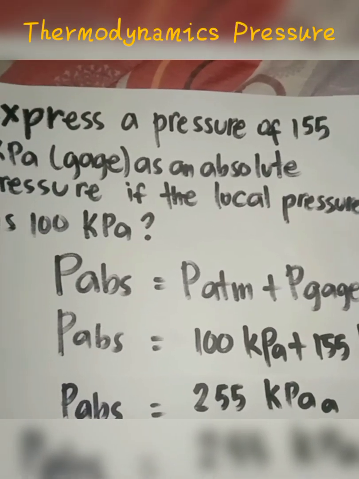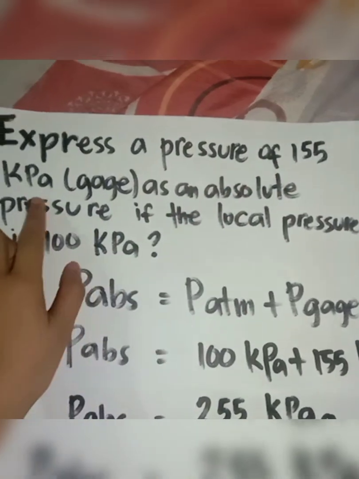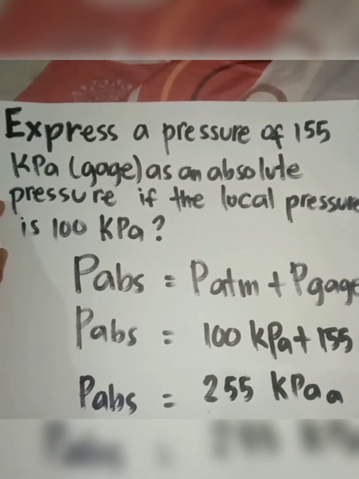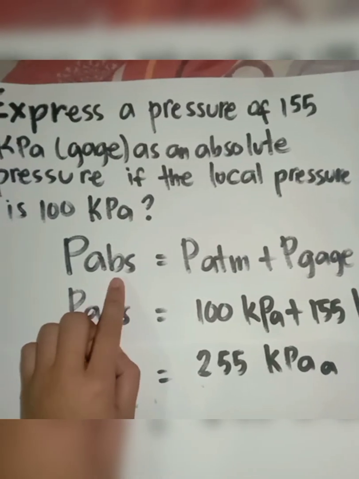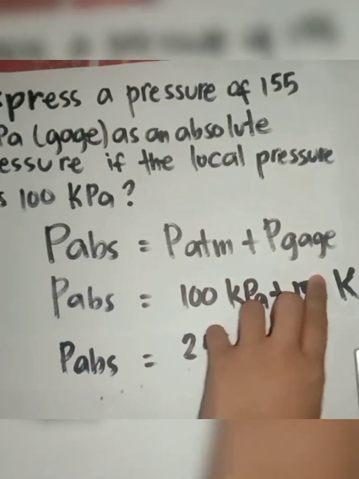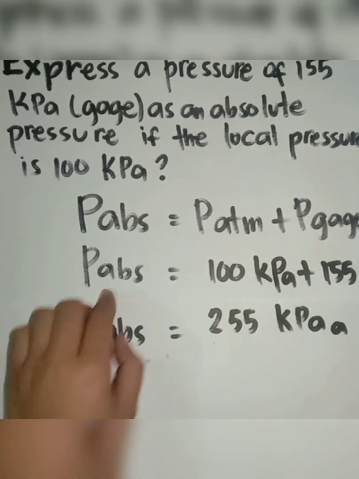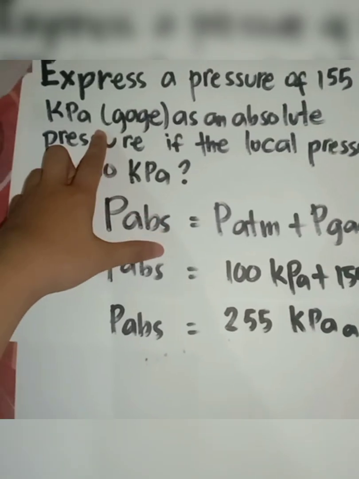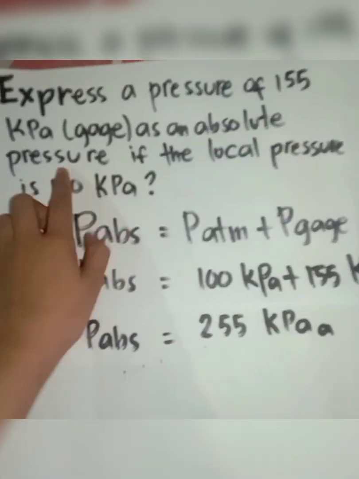So the problem is: express a pressure of 155 kilopascal gauge as an absolute pressure if the local pressure is 100 kilopascal. So the absolute pressure is equal to atmospheric pressure plus gauge pressure. The 155 kilopascal gauge, basically, is to be converted to absolute pressure.